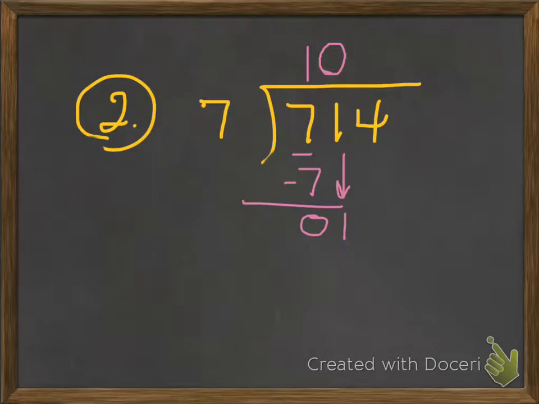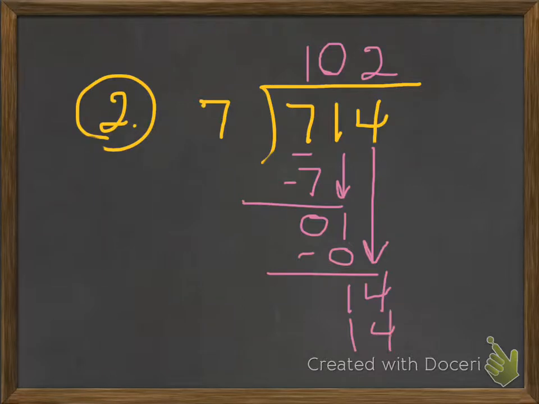0 times 7 is 0. 1 minus 0 is 1. Bring down the next digit. Bring down the 4. Now we have 14. 14 divided by 7 is 2. 2 times 7 is 14. 14 minus 14 is 0. So we've gone as far as we can. Let's double check by multiplying. We have 102 times 7.